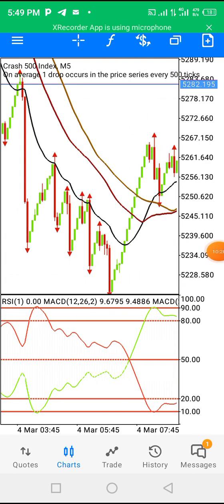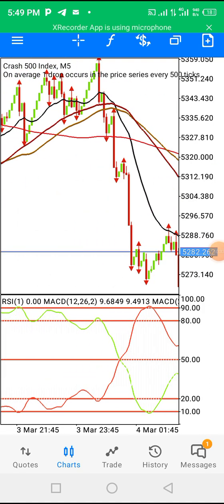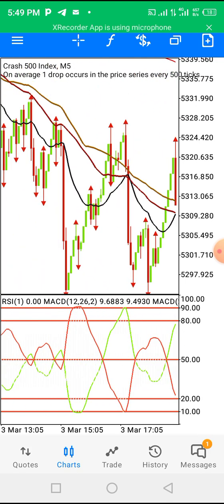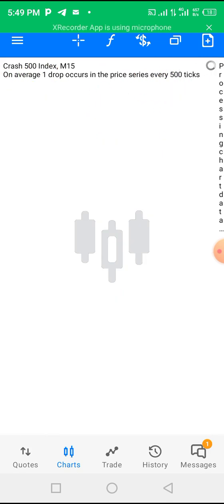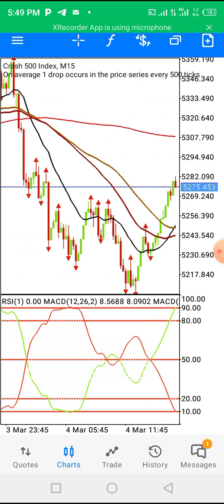So 5 minutes. I like using 5 minutes rather than all the smaller time frames. 5 minutes, 15 minutes. All right. You can confirm a trend in a bigger time frame like 5 minutes and go to 1 minute to catch the spikes or take your trends, right?